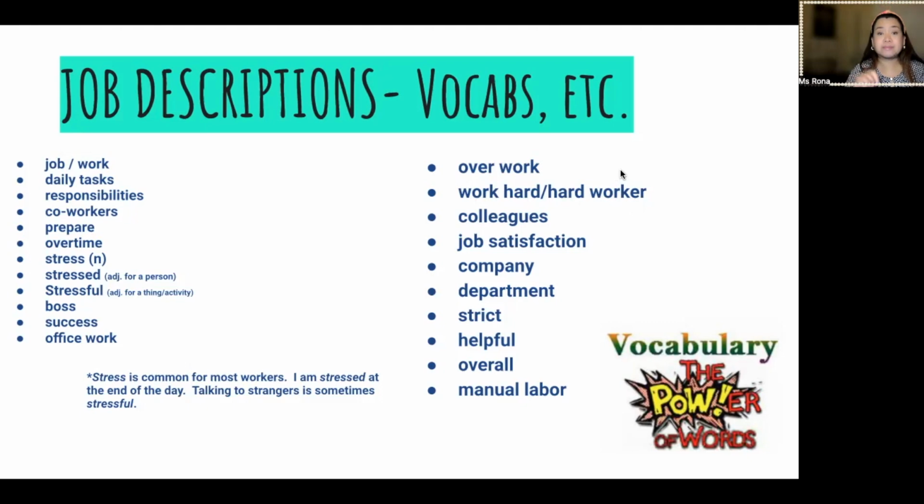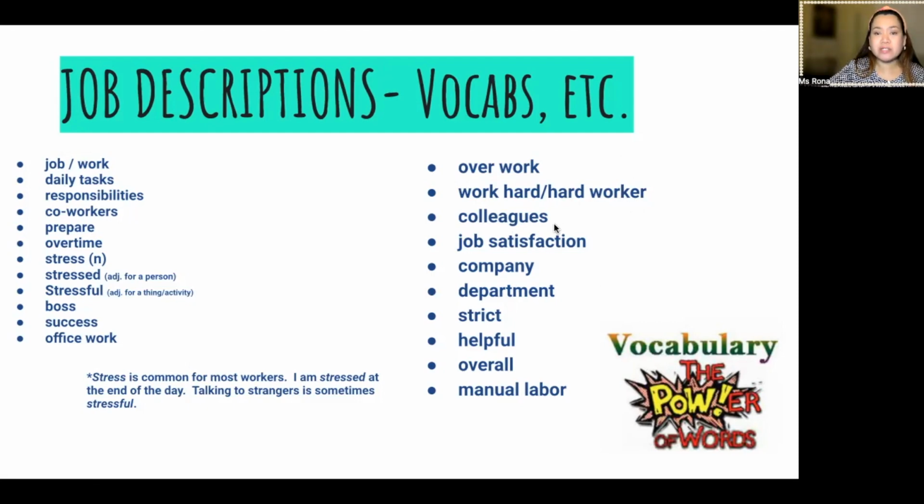For example, I work hard. Therefore, I am a hard worker. You work hard. You give your best. You are such a hard worker. Okay? I hope you got the difference.